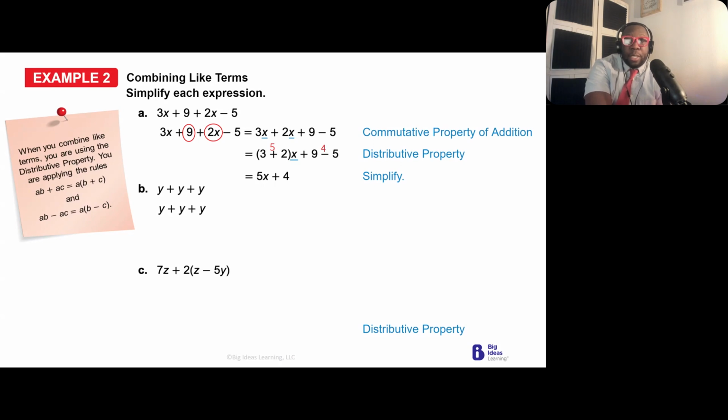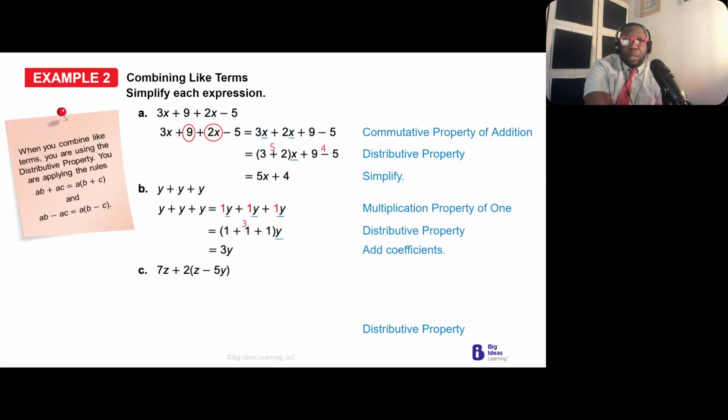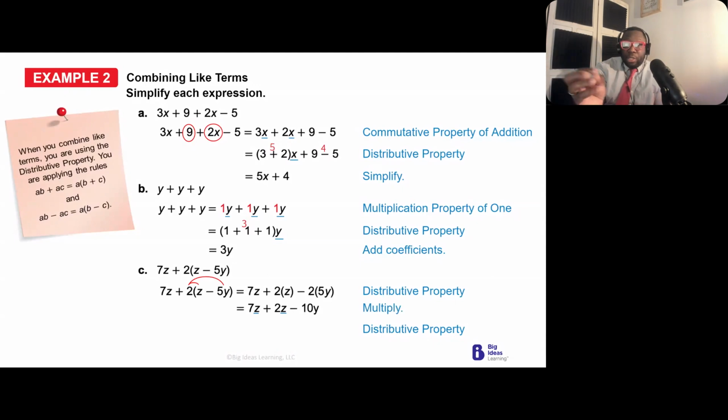What about letter B? y plus y plus y. Remember, the coefficient 1 is in front of that, so 1 plus 1 plus 1 will give us 3y. What about letter C? Letter C, we see that we have to distribute, meaning we have to multiply before we can add. So let's multiply first. When we're going to use the distributive property, it's 2 times z, and then 2 times 5y. 2 times z is equal to 2z. 2 times 5y would give us 10y. Well, the z's, we can add them together. So 7z plus 2z gives us 9z. So our final answer, when we simplify this, would be 9z minus 10y.